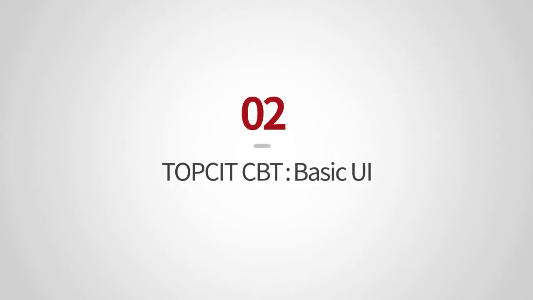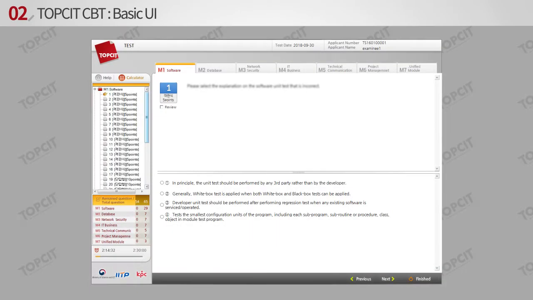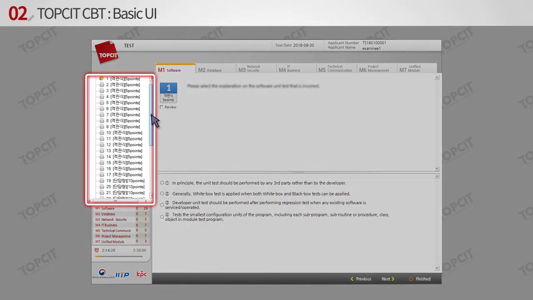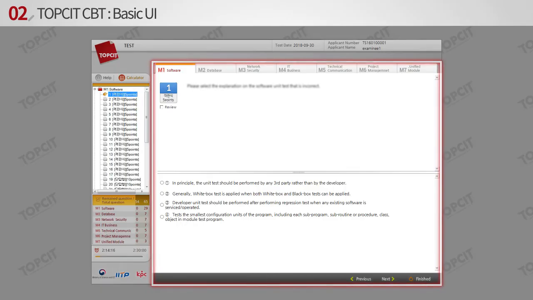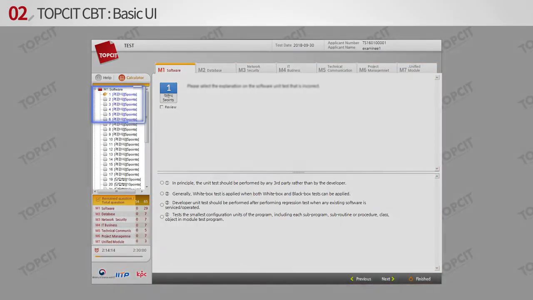Now, you are looking at the test screen. On the left-hand side of the screen, the question number tree is displayed. Here, you can view the numbers, types, scores, and status of each test question. Once you click on a question number, it will immediately take you to the question. Questions that have already been answered will be shown in blue.